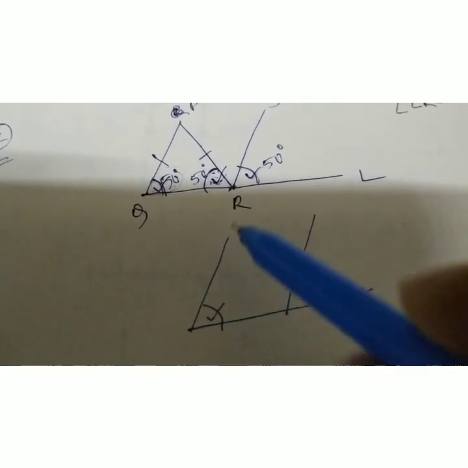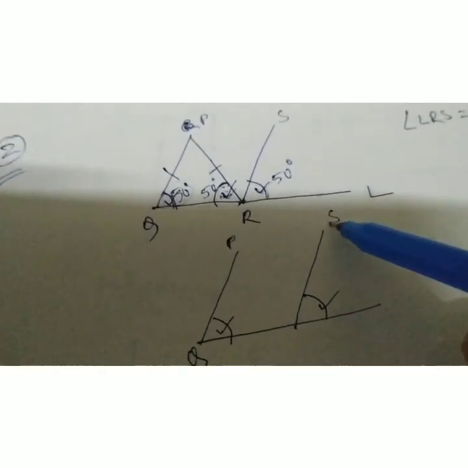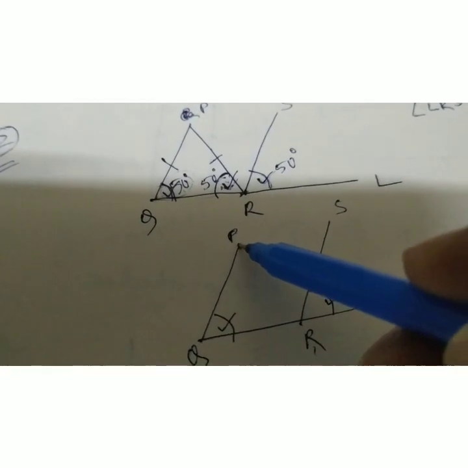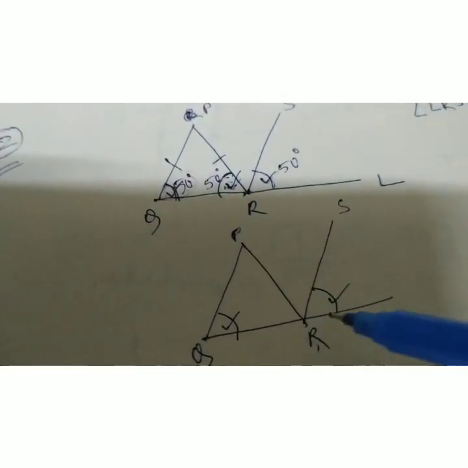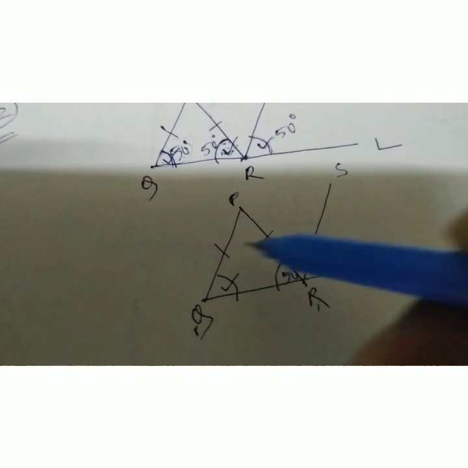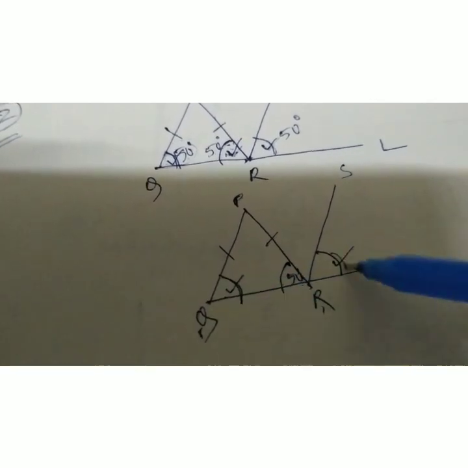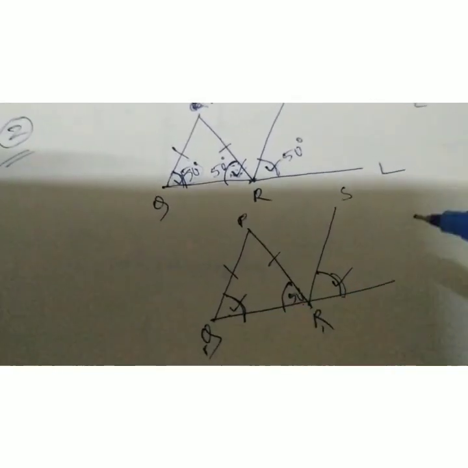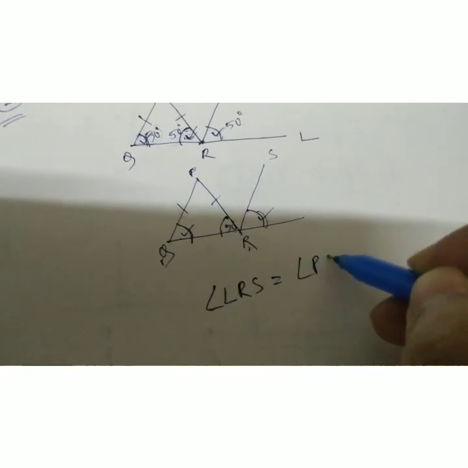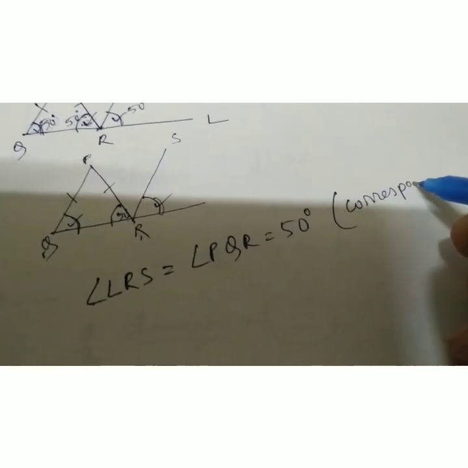Equal. Okay, so this was PQ, and this was SR. Parallel lines, same sort of angles. Over here what did we do? What we did is just join this PR. Okay, so since this was already 50 degree and these two sides were equal, so according to the isosceles triangle rule, this angle is equal to this angle. Again, these angles are already equal because these are corresponding, so we can write angle LRS equals angle PQR equals 50 degree. Why? Because corresponding angles.